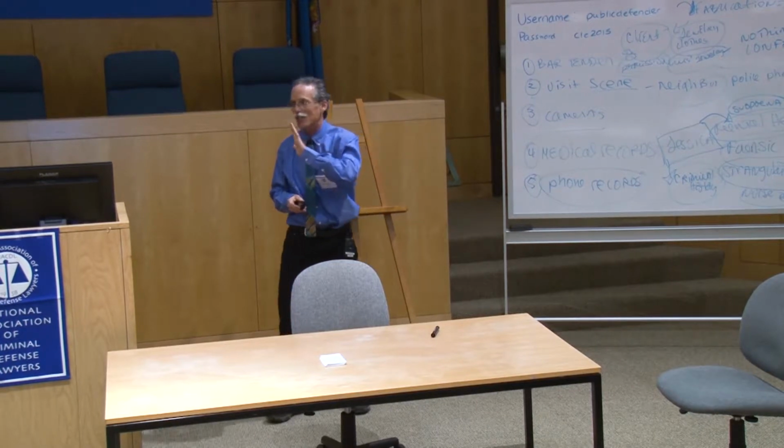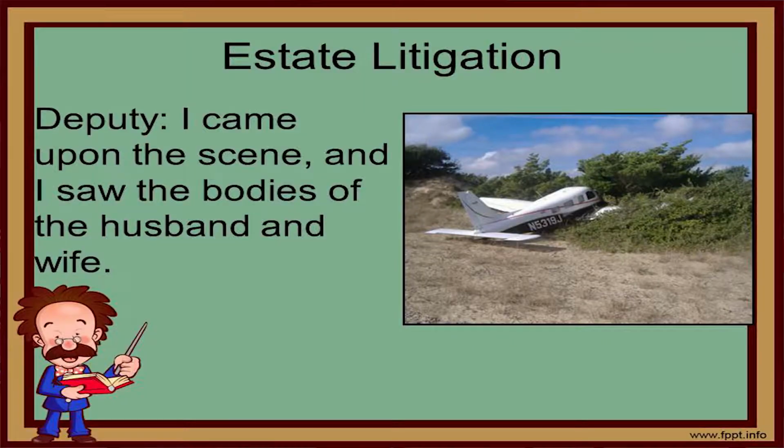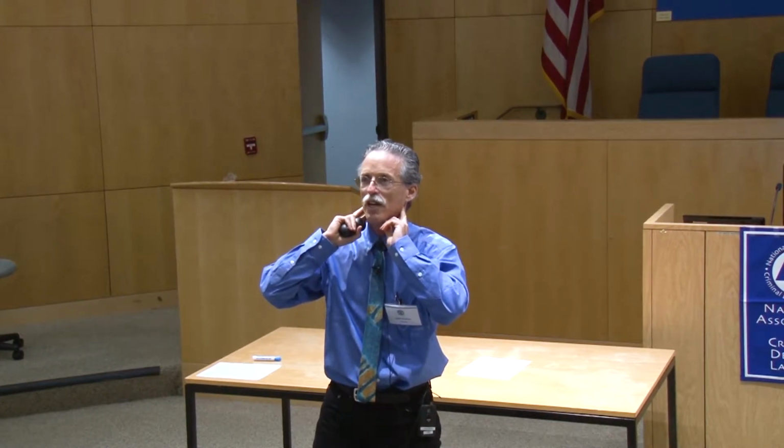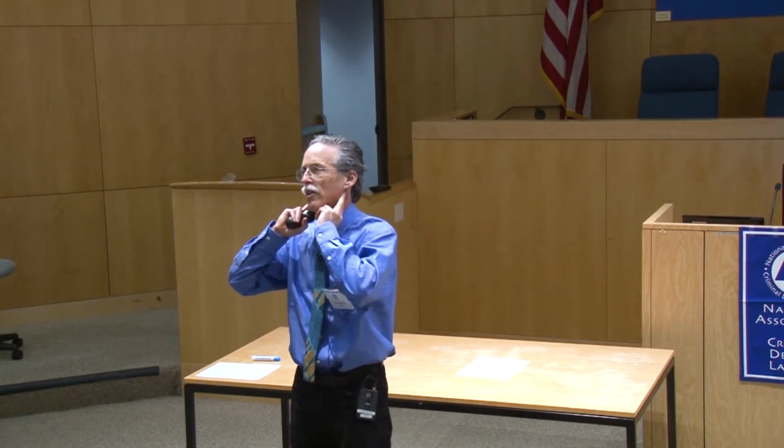Okay, so what happens? This you should never do if you have one of these wills. Don't go on a small plane together. Okay? So what happens, they go on the small plane, and the plane crashes. And the rescue people get to the scene, and there are the bodies. And a deputy walks up, and the bodies are lying there on the ground. And as he leans over, he heard the husband say, "I'm alive." He then reached down simultaneously and felt, and there was thereafter no pulse on either.